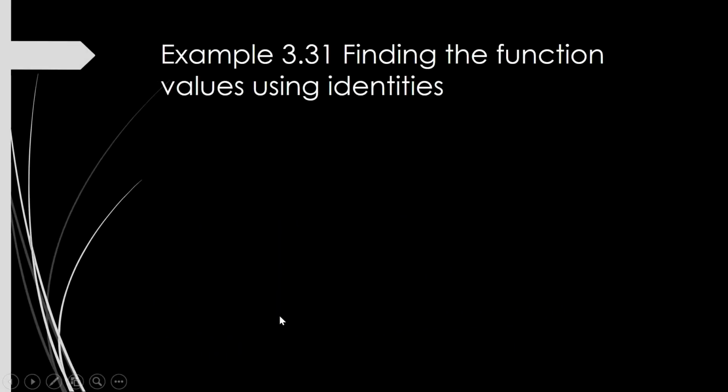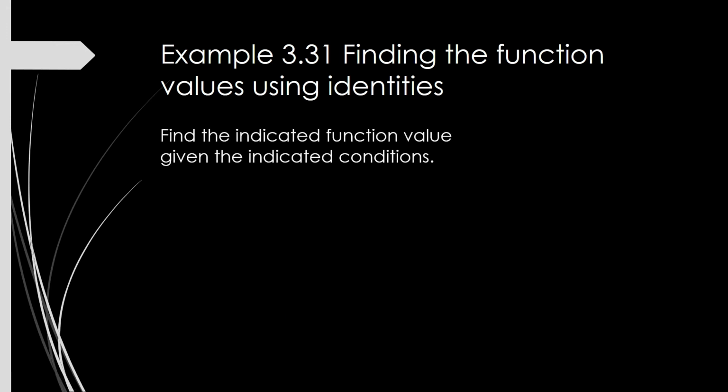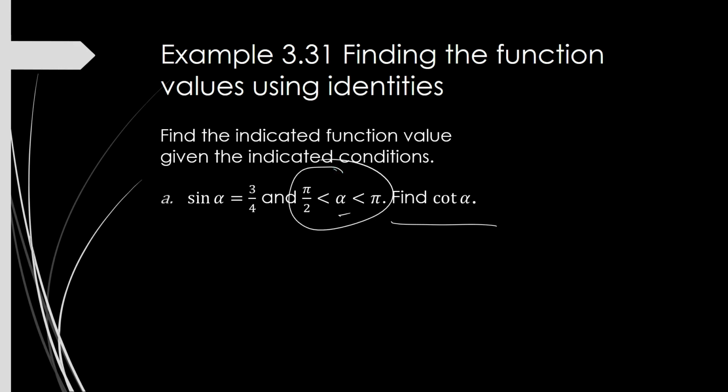Example 3.31, find the function values using identities. Find the indicated function value given the indicated conditions. Okay, so we are still with sine of alpha. Sine of alpha is 3/4. Our angle is in the second quadrant. Find cotangent of alpha. So by now you know what is the importance of this information. That will help you decide the sign to choose.